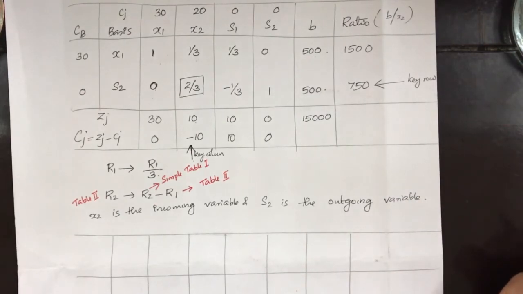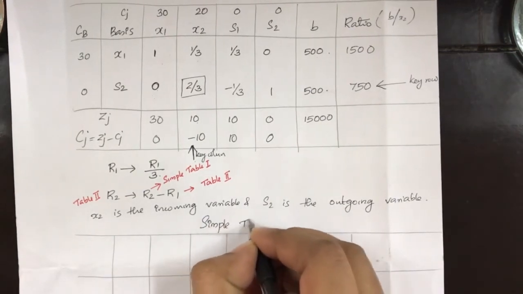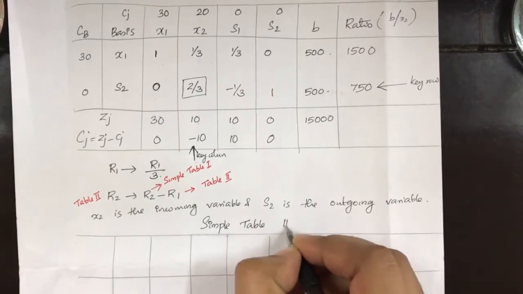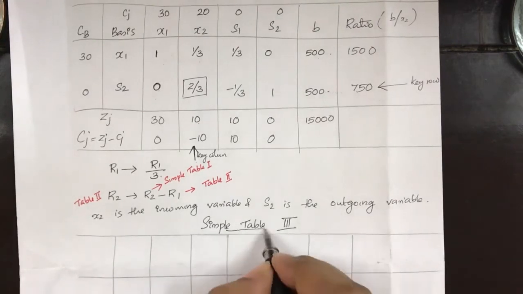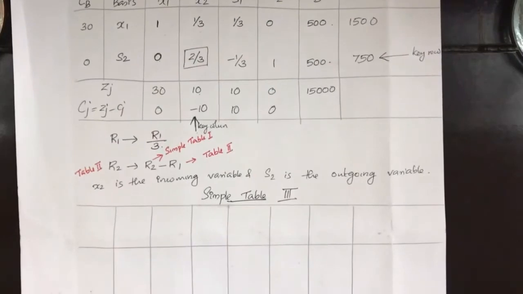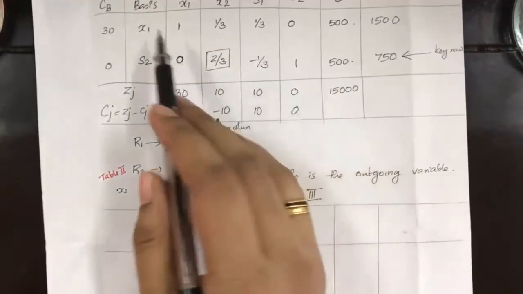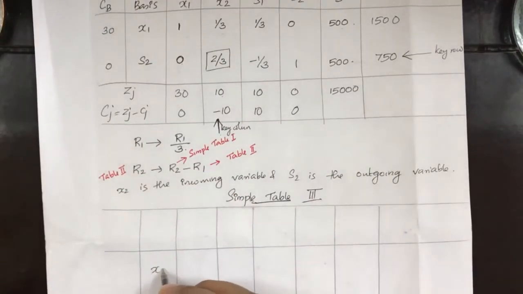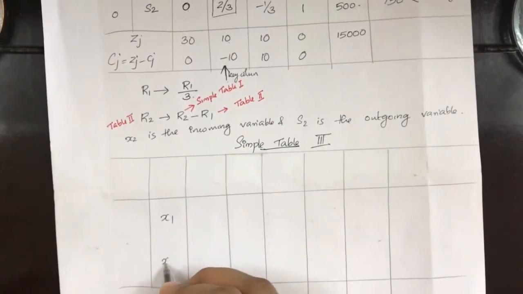s2 is the outgoing variable. Now we are going to move to simplex table 3, since table 2 is not optimal, it having a negative value in the Cj. So which is the incoming variable? x1 is there instead of s2, which is the basic variable x2.